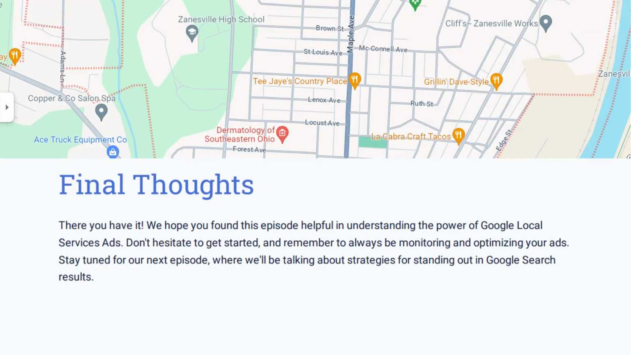And there you have it. This is chock full of information about Google local businesses and the advertising and how you can communicate. And don't hesitate to get started. Set your budget small if you want to get started with a small amount while you're learning. And remember, monitor and optimize those ads.